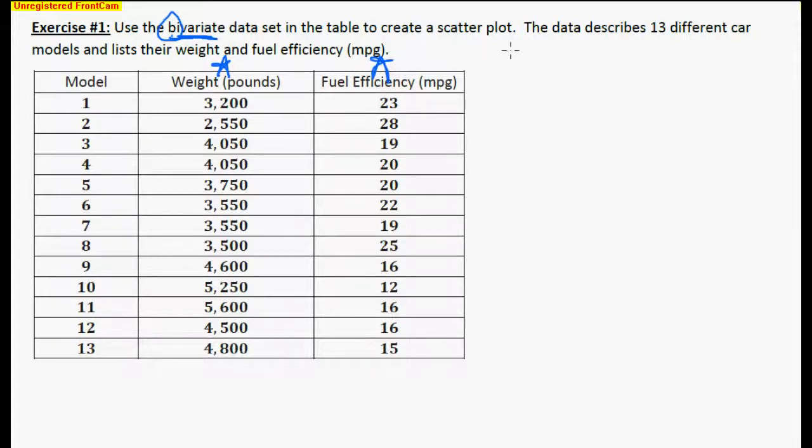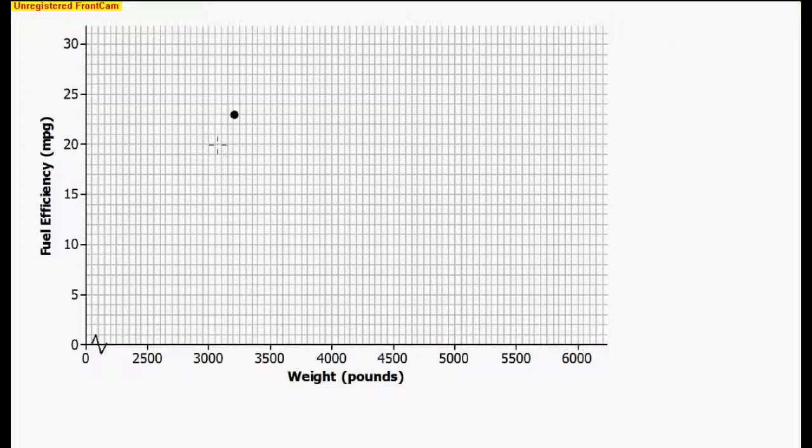All right, and the data that we're looking at describes 13 different car models. So here's the number of the car model, and it lists two things, like I said, bivariate, two things about each one of these models of cars. It lists the weight, and it lists the fuel efficiency, the miles per gallon that it's getting. Something very important to people now that gas prices have gone way up. I can't fit both of these on the screen, so let me get rid of this and put up the coordinate plane.